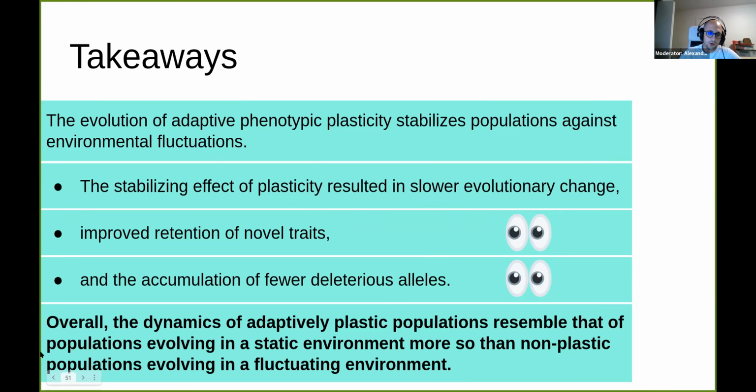And then overall, across all the experiments we did, the dynamics of the adaptively plastic population resembled that of the populations evolving in a static environment, more so than they resembled the dynamics of non-plastic populations evolving in an identical fluctuating environment, which was neat.